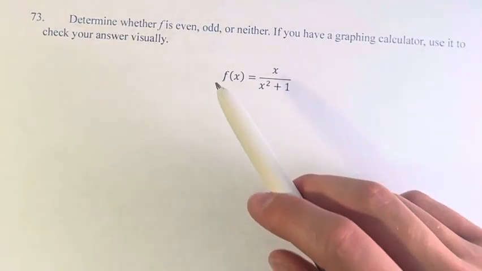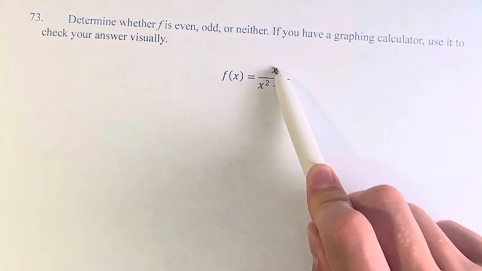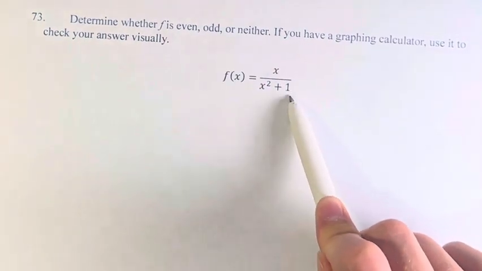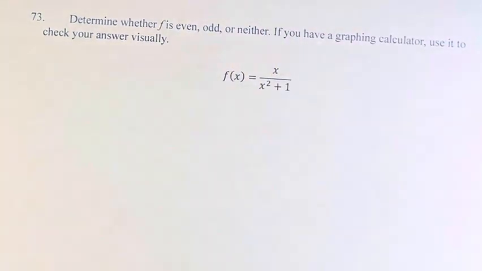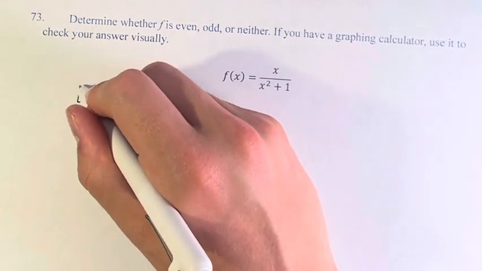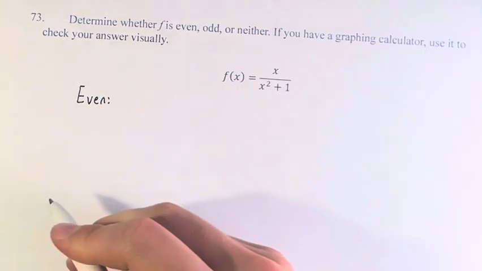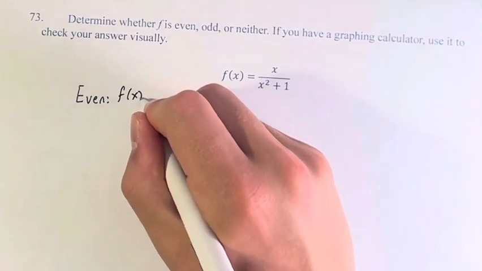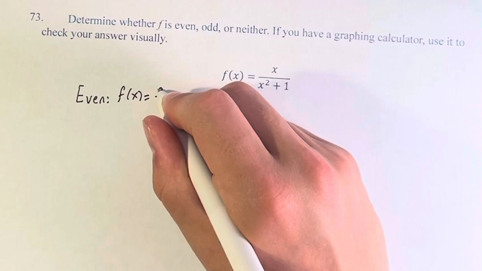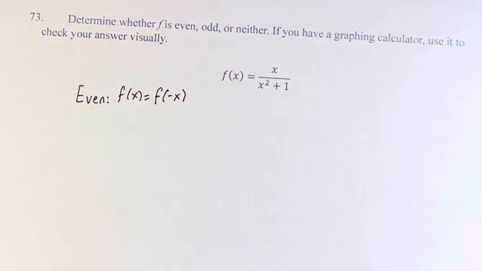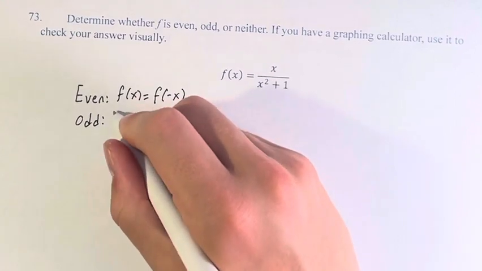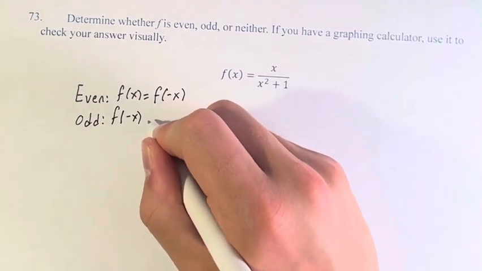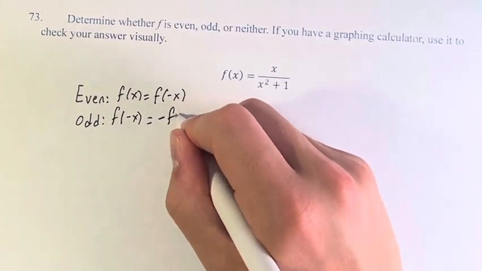In this problem, we're given the function f of x is equal to x over x squared plus 1, and we need to determine whether f is even, odd, or neither. So if f is even, that means that f of x is equal to f of negative x. And if f is odd, that means that f of negative x is equal to negative f of x.